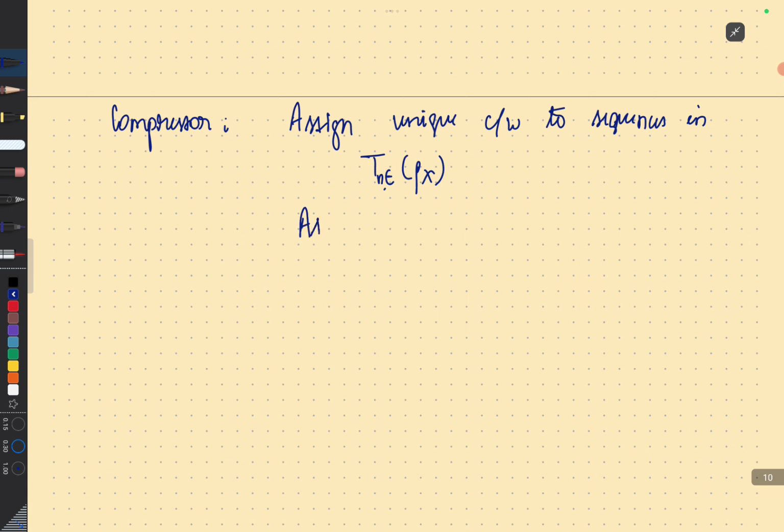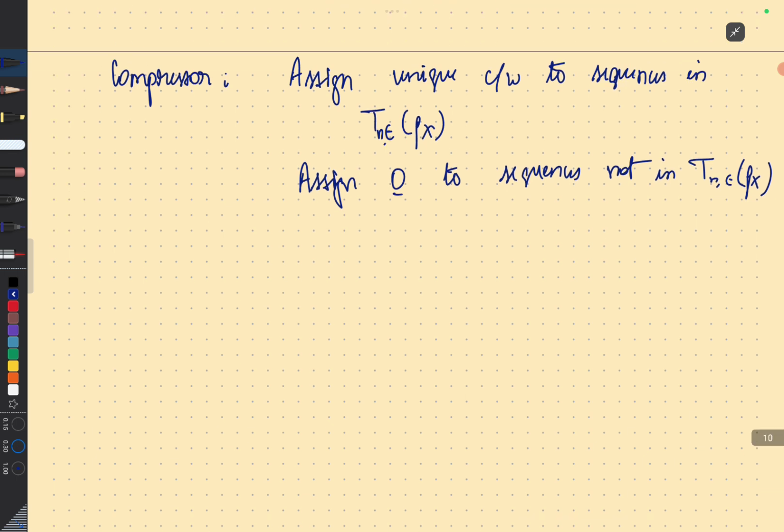All right, and then you assign the all zero sequence to sequences which are not in the typical set T_n epsilon. So every sequence in T_n epsilon will be decoded correctly. Every sequence that is not in T_n epsilon will be decoded incorrectly. All right.